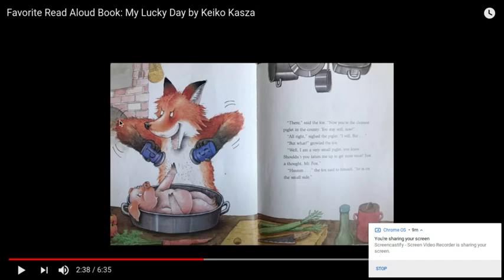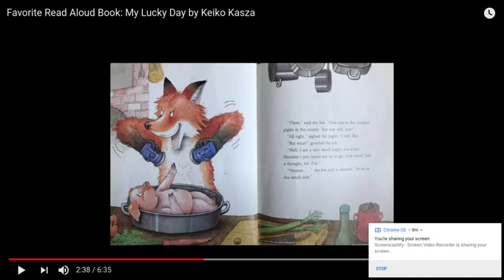Okay, so let's take a look. Here he's got salt and pepper. He's getting them all seasoned up for the roasting pan. How does the piglet look? Yeah, he does look scared. Was he scared when he was taking a bath? No, but he is scared now. Why? What changed between the bath and now?